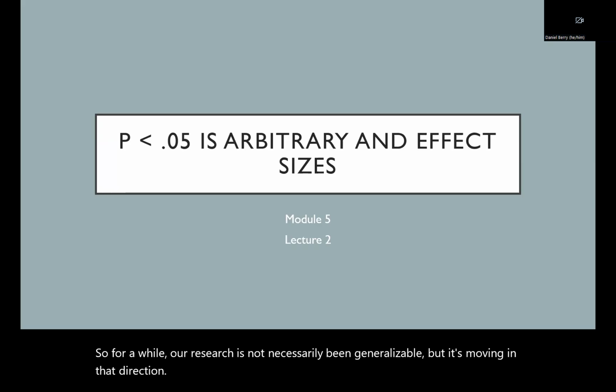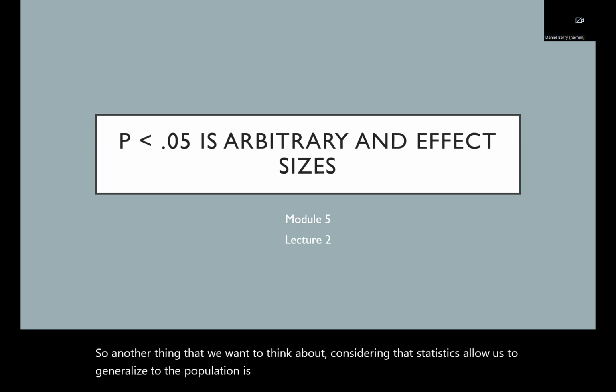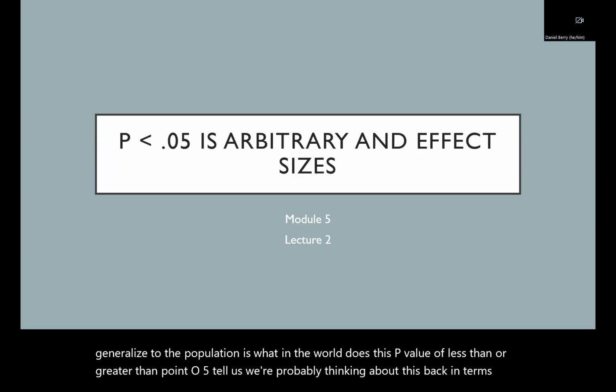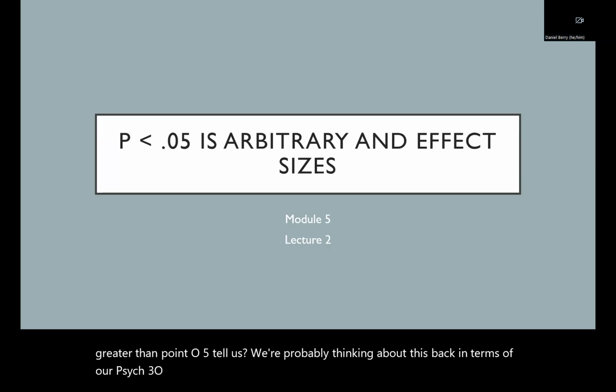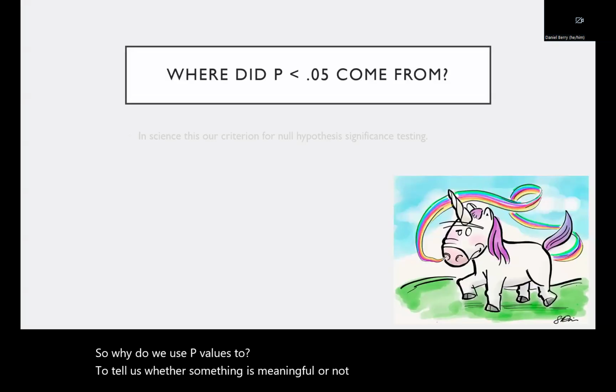So another thing that we want to think about, considering that statistics allow us to generalize to the population, is what in the world does this p-value of less than or greater than 0.05 tell us? We're probably thinking about this back in terms of our Psych 301 days, and that's exactly where I want you to go. So why do we use p-values to tell us whether something is meaningful or not? And where did it come from?